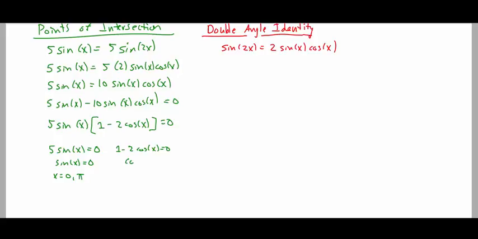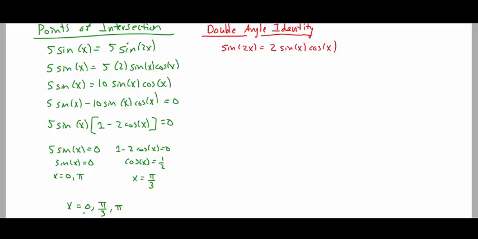Here I have cosine of x. I would subtract the 1, divide through by -2, and I get a half. Where does the cosine of x equal a half between 0 and pi? That would be at x equals pi over 3. So these are my 3 points of intersection. Okay, so I'm going to put these in order: 0, pi over 3, and pi. So these are my points of intersection.